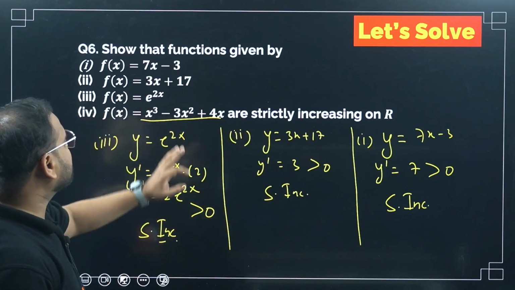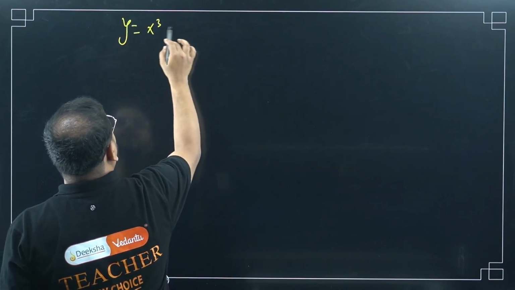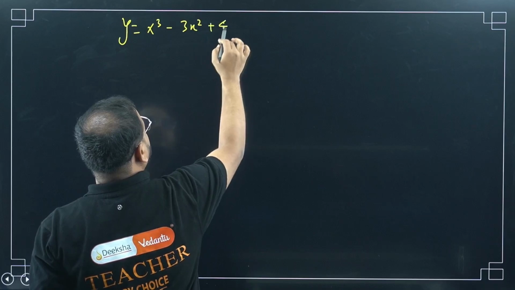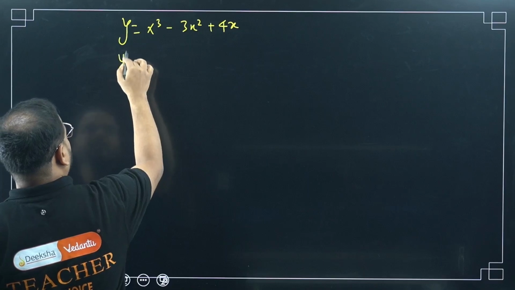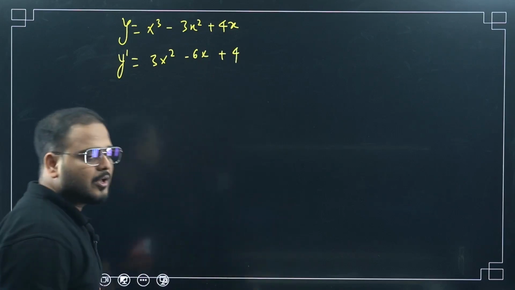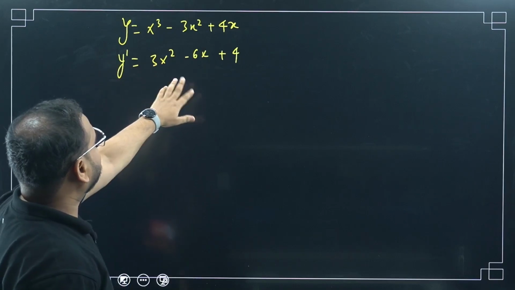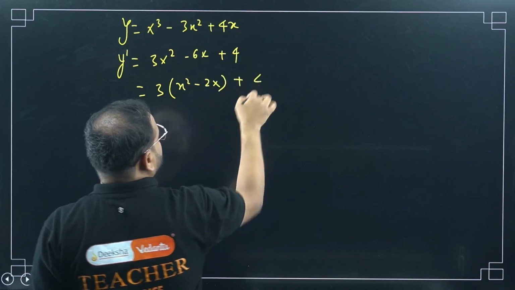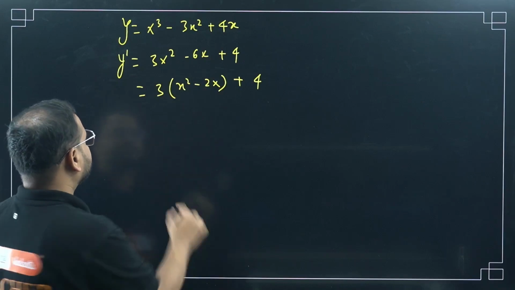Fourth one, x cube minus 3x square plus 4x. Let me write it here: y equals x cube minus 3x square plus 4x. What's the first step? Find the derivative. So 3x square minus 6x plus 4. Am I right? I can see a square term and a term with x, so I will try to make a perfect square here. How can I do that? Let's see. x square minus 2x I will get, plus 4 is outside. So I have a square and I have 2ab. What is missing here? Please check this.